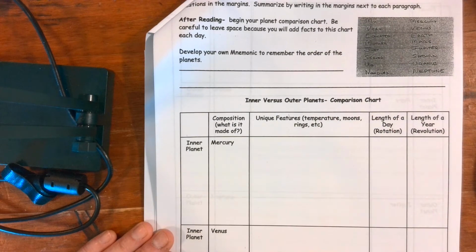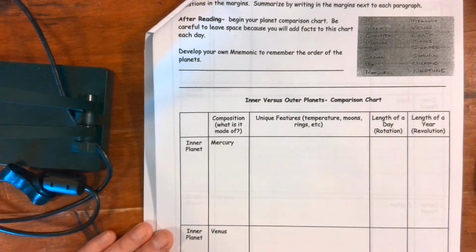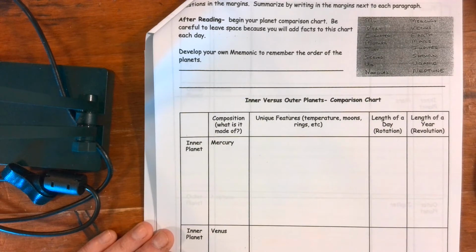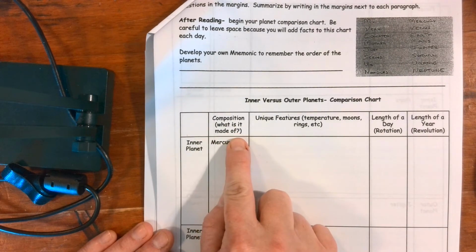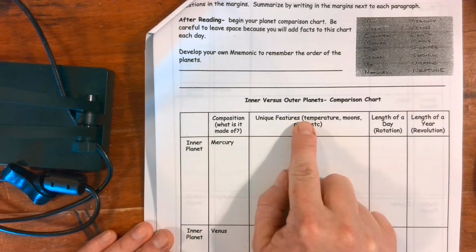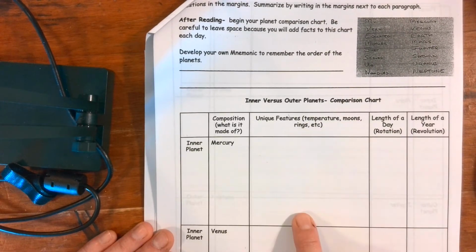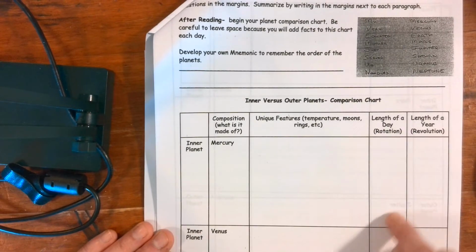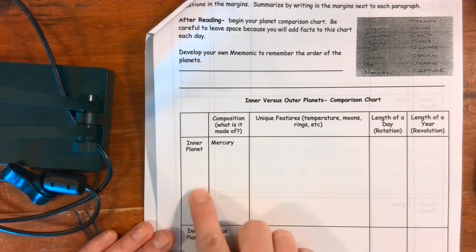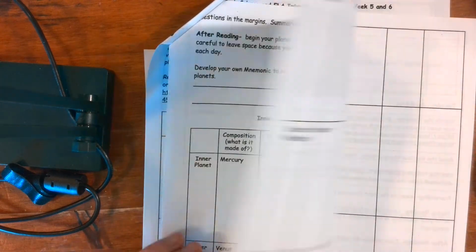And it asks you to put all of the features, pretty much what I said, the key ones they're going to ask you to look at. Composition, or what your planet is made of. Unique features like its temperature, if it has moons, if it has rings, anything like that. The length of day or the rotation of the planet, and the length of the year or the revolution. If you want to draw a picture of your planet here, you're welcome to as well.